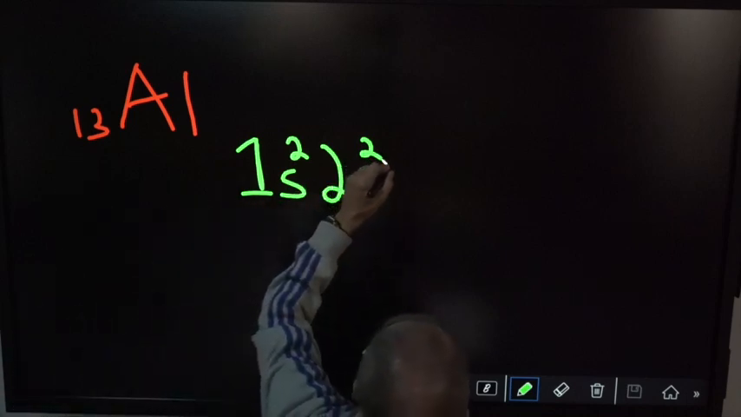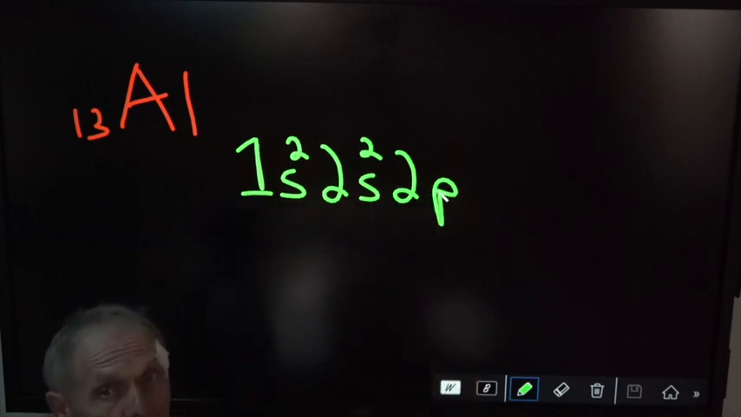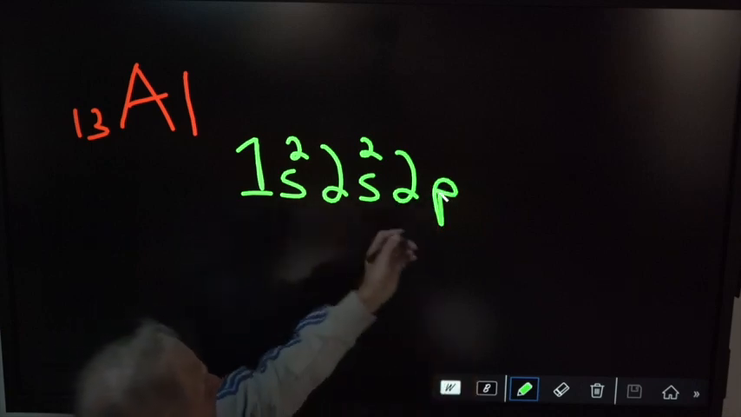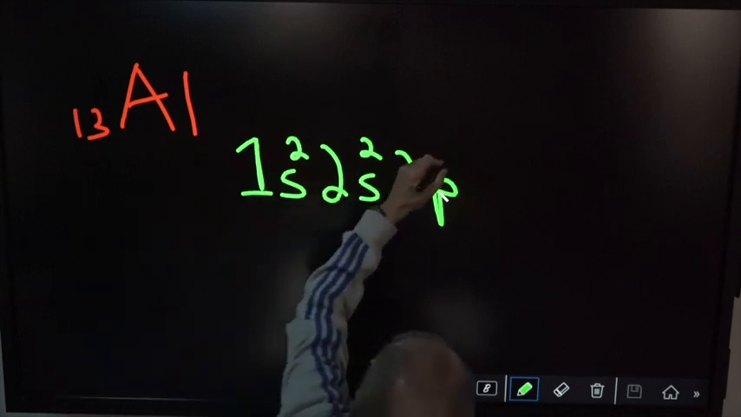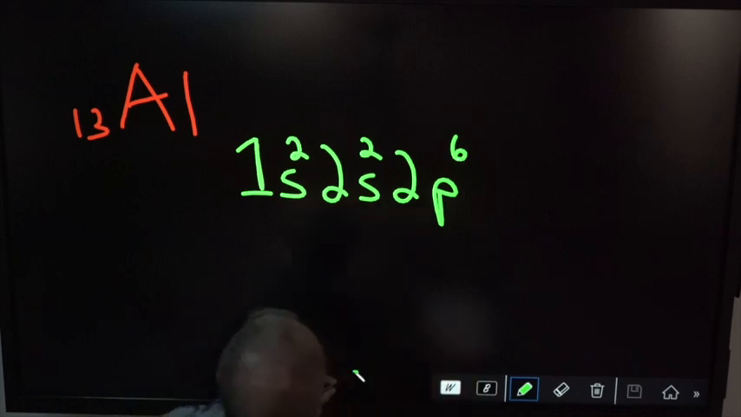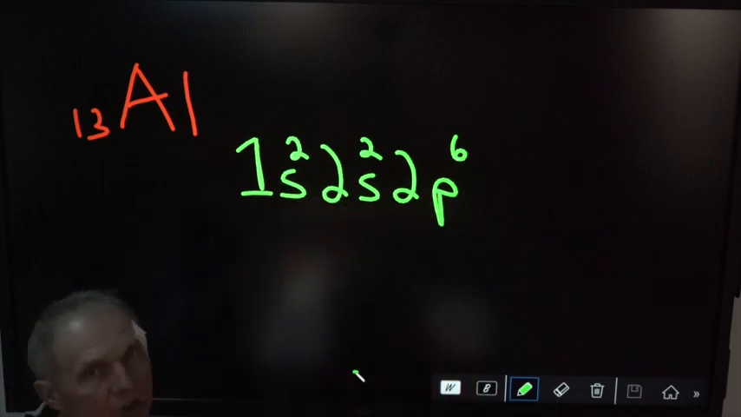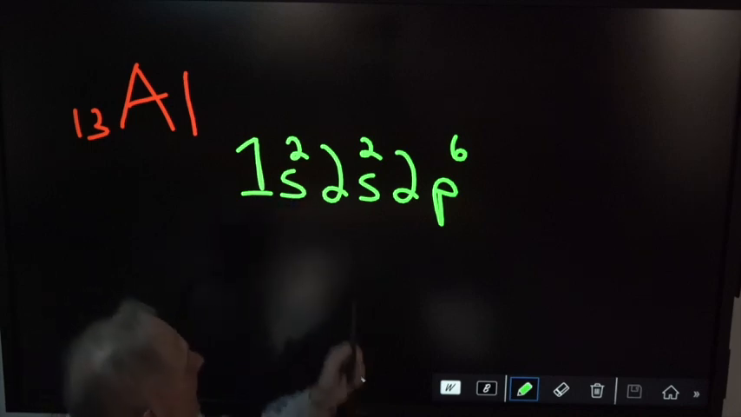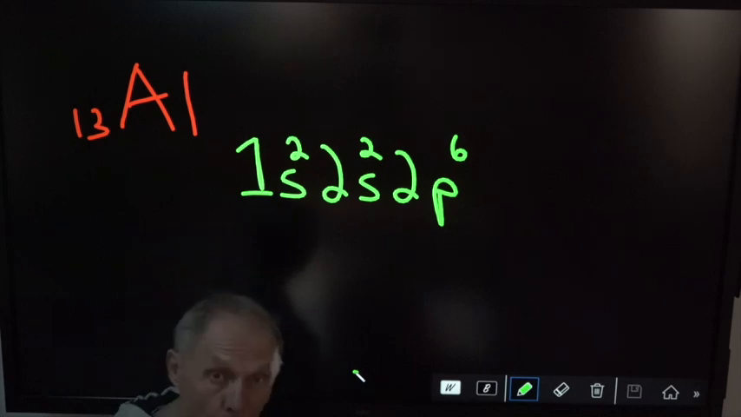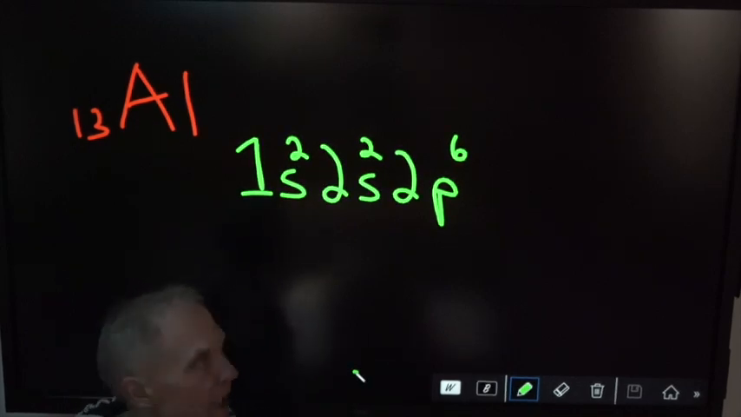Now, I'm still in the second shell, 2p. P can hold 6 electrons. Do I have enough electrons to load up that? Well, I've only used 4 out of the 13, so I do. So I go 2p6. So now look at 2, 2, 6. I've used up 10 of those 13 electrons. My first shell has 2 in it. My second shell has 8. Both those shells are filled. Where do I go now? My third shell.